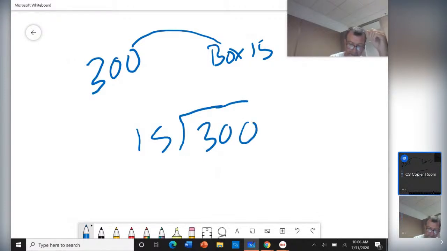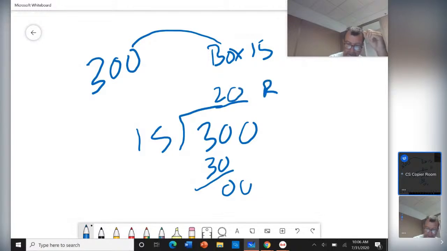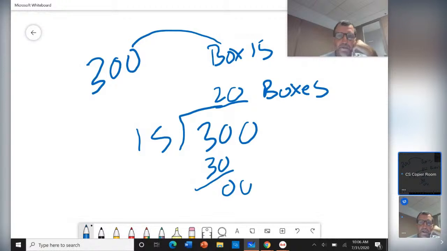15 goes into 30 2 times. 2 times 15 is 30. And 15 goes into 0 zero times, so it's going to be 20 boxes. Okay, that one was a little bit easier. 15 goes right into 30 evenly 2 times. Okay, let's do one more.